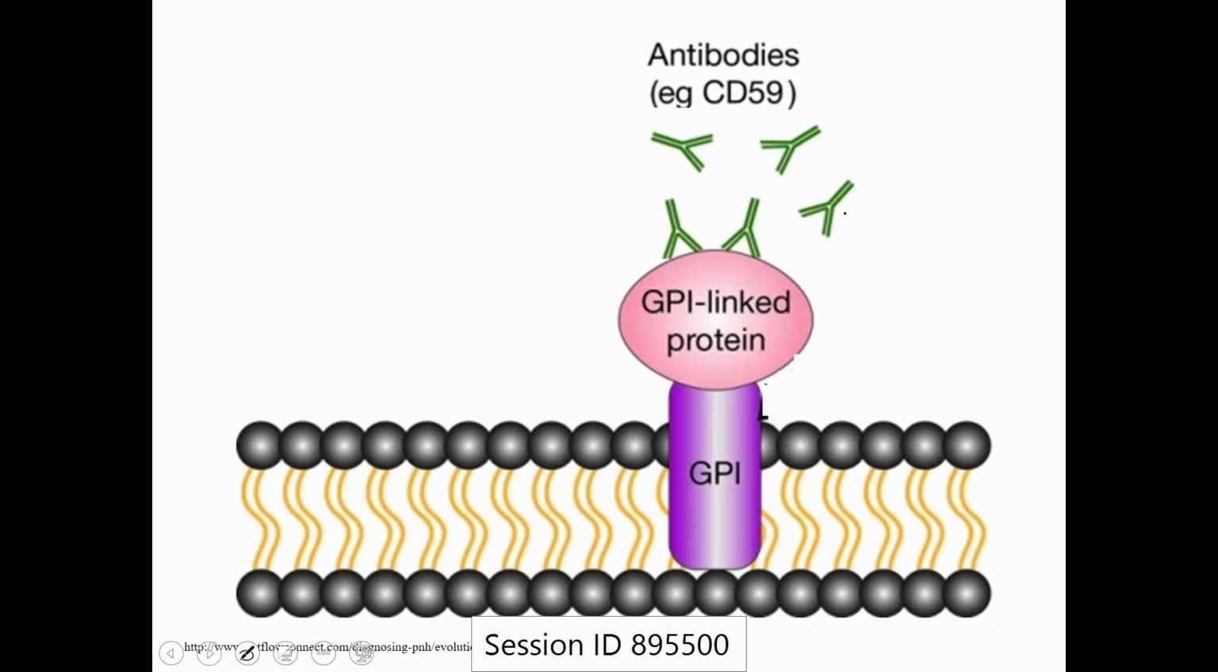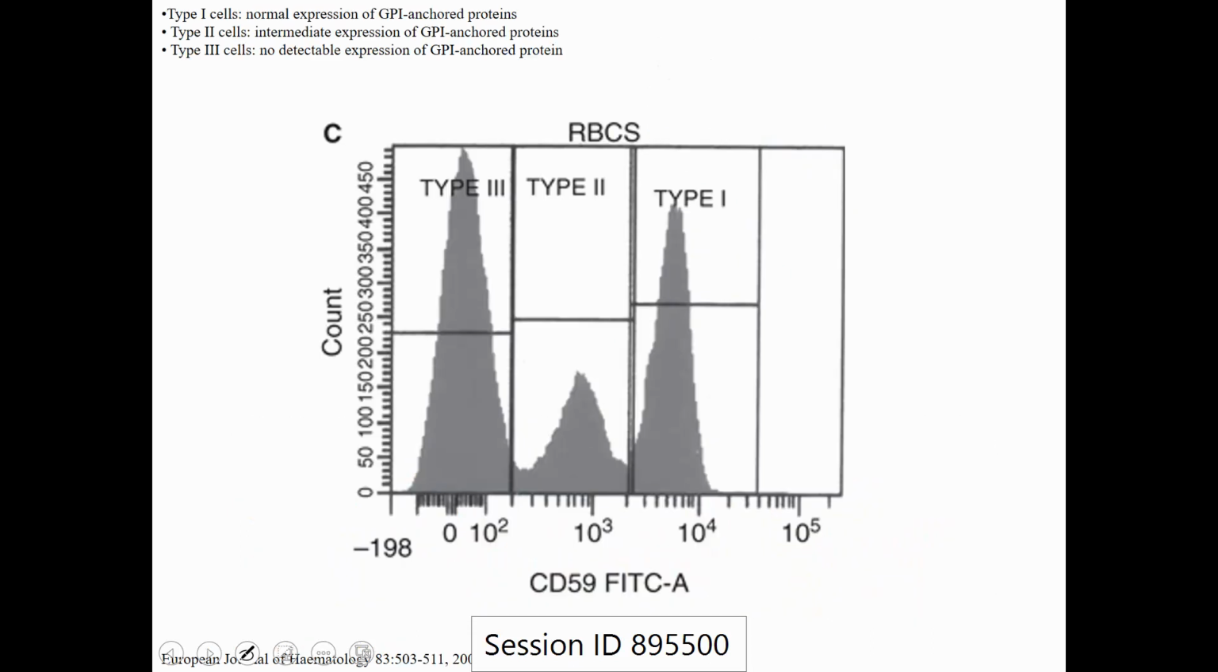Okay? And so you can actually do flow cytometry with these patients to see, do they have, say, CD59? You have fluorescently labeled antibodies. You take the patient's red cells, incubate with the antibodies, and ask, what does it look like? And you either have individuals that look normal.